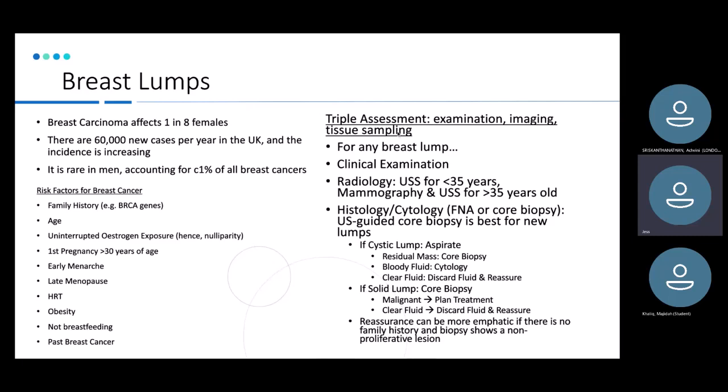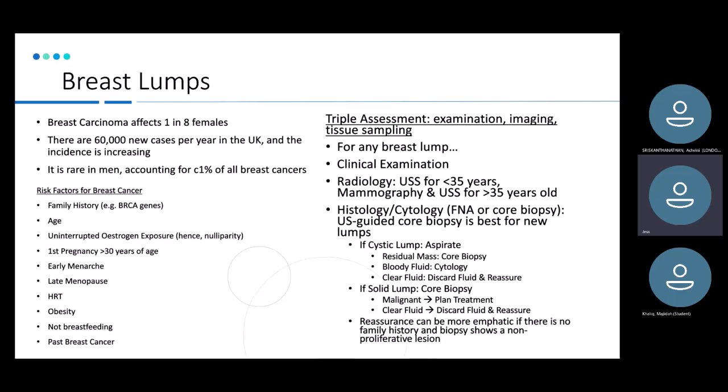For any breast lump, as well as taking a history, you need to do a clinical examination of both breasts. You do an ultrasound or a mammogram plus ultrasound, depending on the age of the patient. And you need to do a biopsy if suspicious. If it's cystic, you might aspirate, or if it's solid, you do a core biopsy. And reassurance can be easier if you've got a biopsy to support any findings.